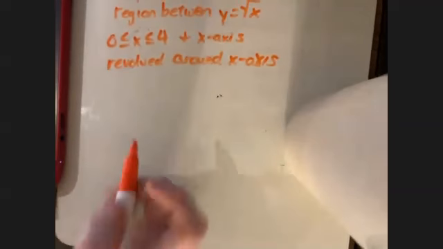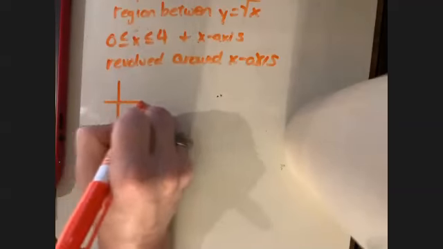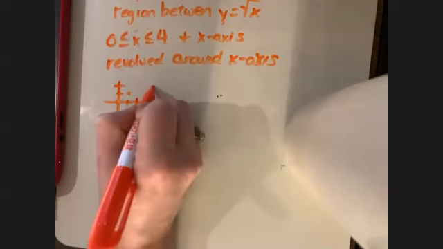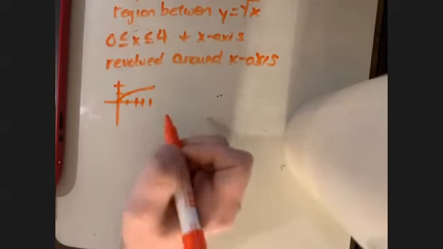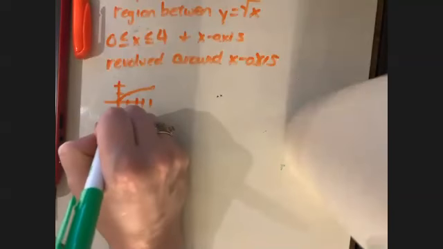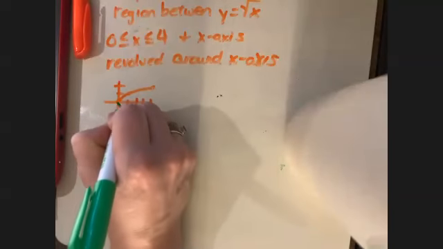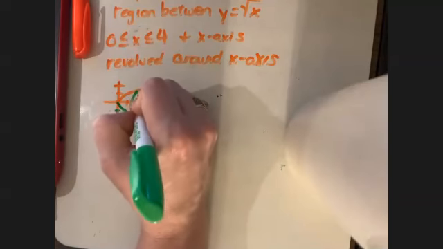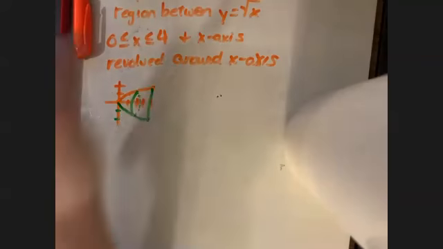To generate a solid. So, quick picture. Here's our square root curve. And then if I revolved it, I would have a solid that looks like this, okay? Here's kind of our solid.